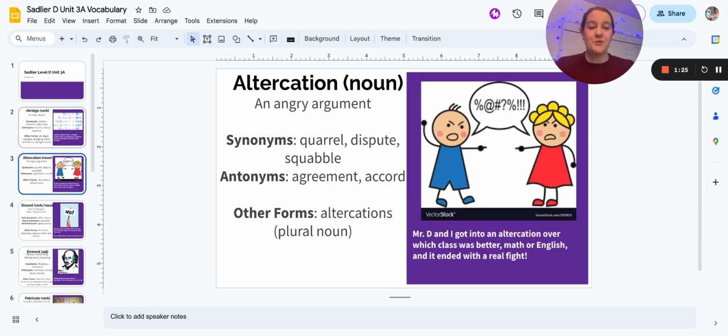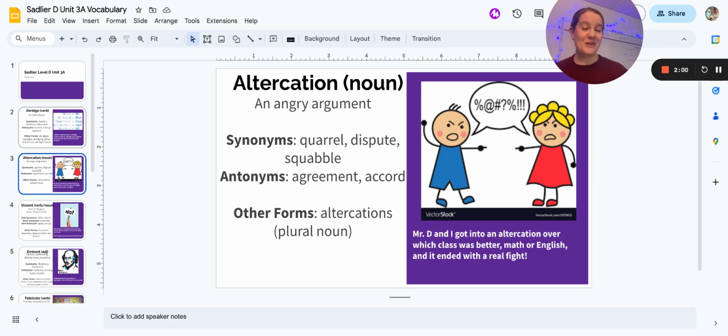Our second word for this unit, you might be familiar with it, is altercation, which is a noun. It is an angry argument. Now be careful, altercation is not a verb. It's not an action. You can't altercation with someone. You can have an altercation. You can be in an altercation. Something can cause an altercation, but it's not going to be used as an action. It is a thing. Your synonyms are quarrel, dispute, and squabble, all of those being used as the noun form. Your antonyms are agreement and accord, and your only other form is the plural noun form, altercations.